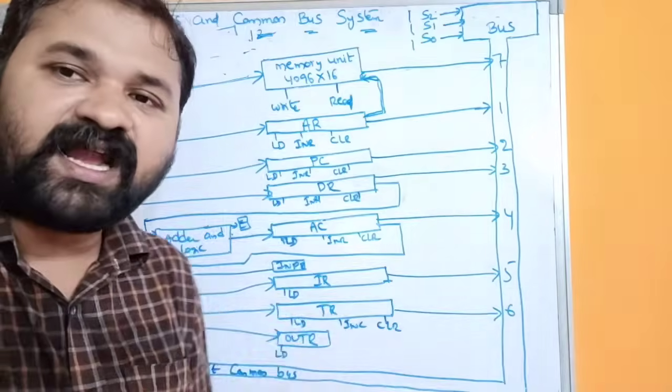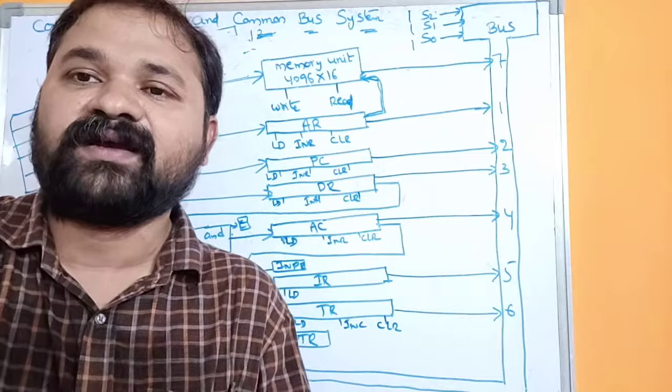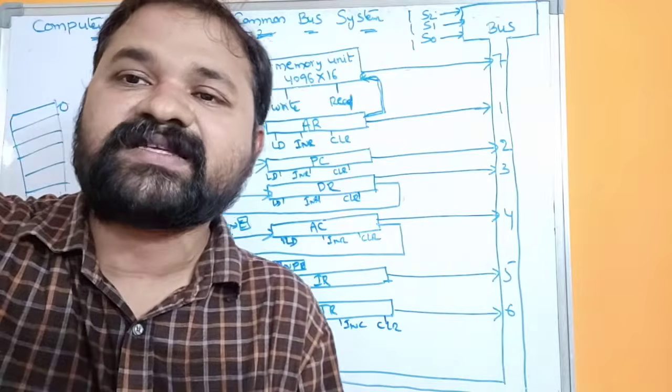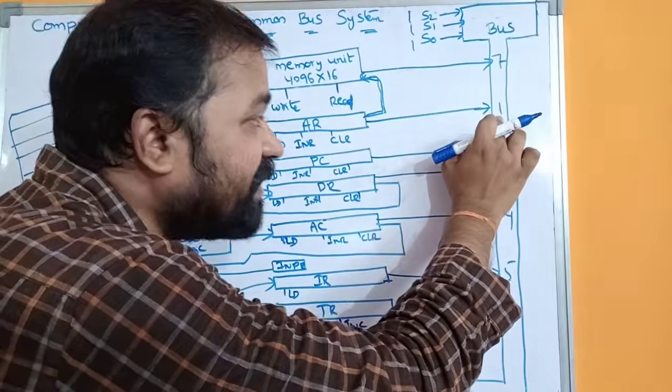Next, we know about CLR. It clears the content. So all that content will be cleared. That means that content will be made as zeros. So here, what is the label number? 1 is the label number.